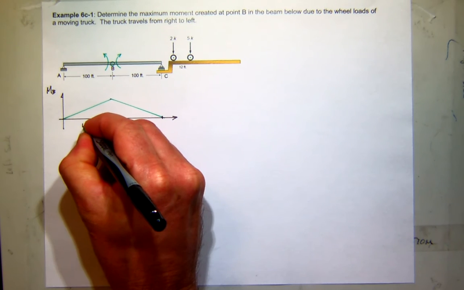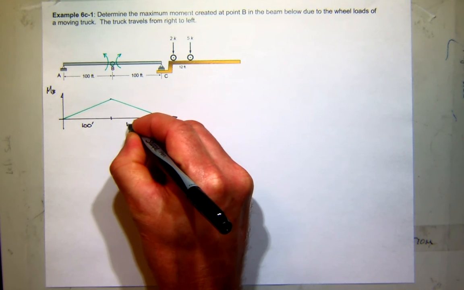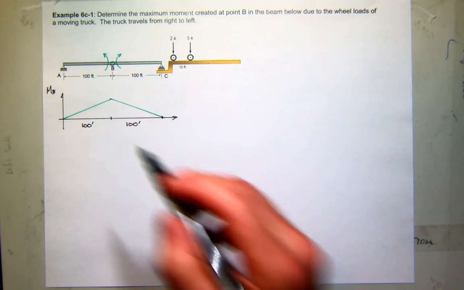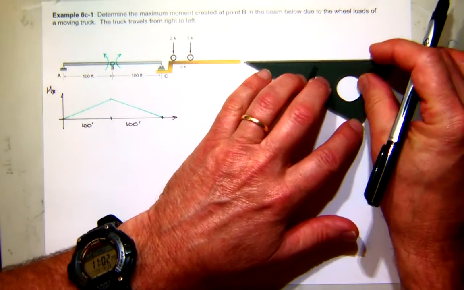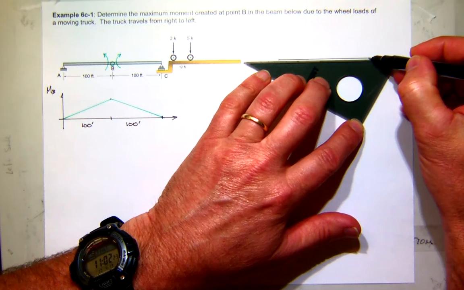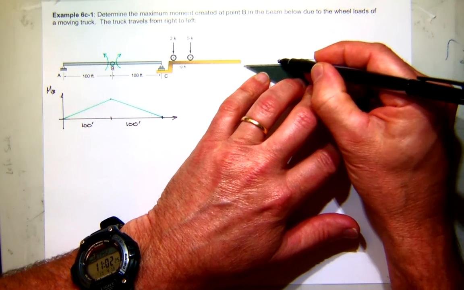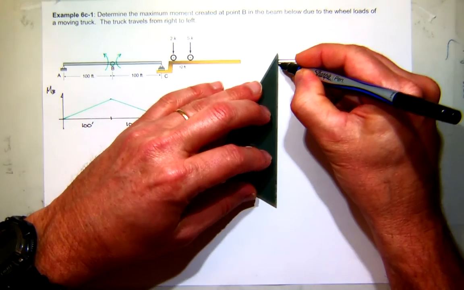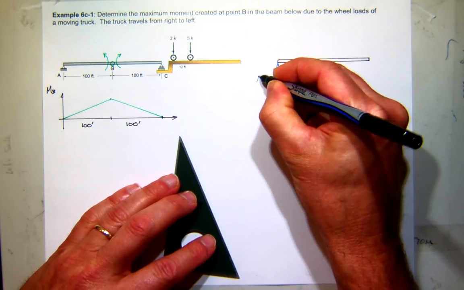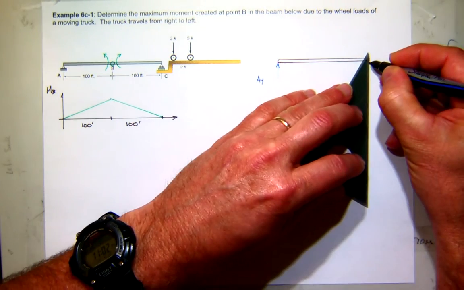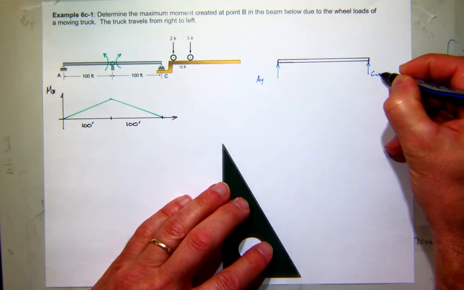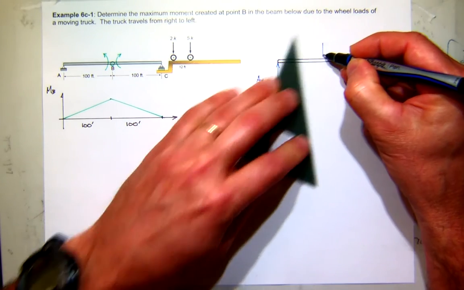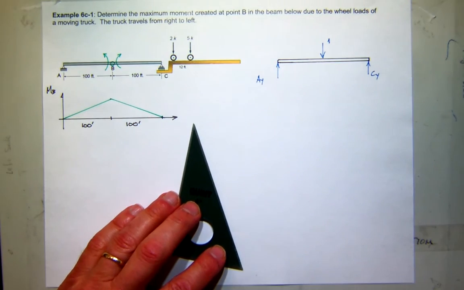And just remember, these dimensions are 100 feet by 100 feet. So I need to find this value. That value is going to be a beam that looks like this. So it's a simple supported beam. The reaction here will be AY. Reaction here will be CY. And since I want this value, which just happens to be right in the middle, I want the case where the unit load is right in the middle.